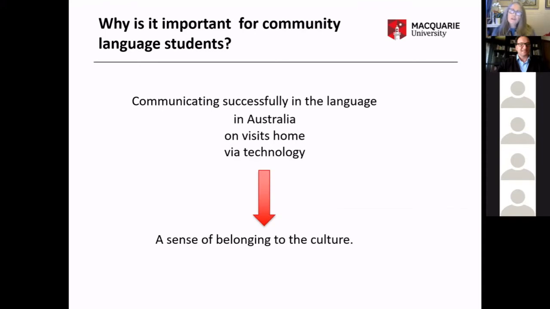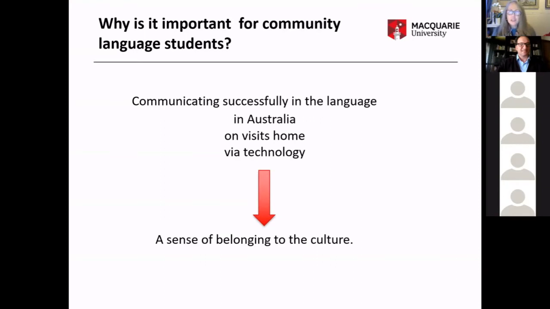I know that one of the main problems that community language teachers face is keeping students motivated. And I think one of the reasons that they don't always feel motivated is that they don't always feel that they belong to the culture that the language represents. If they do belong, they're much more likely to feel motivated, and it's much more likely that it's going to be more possible for us to keep maintaining the language in the way that we'd like to do it.